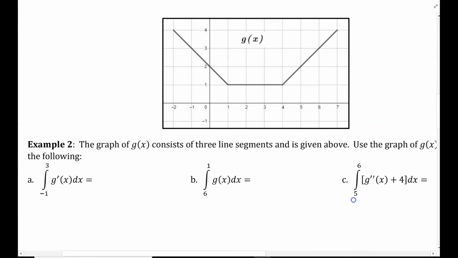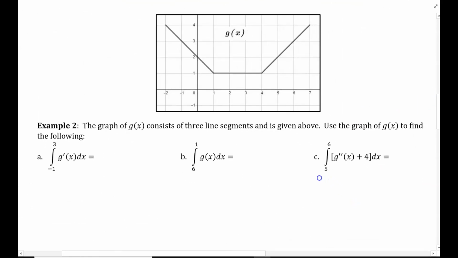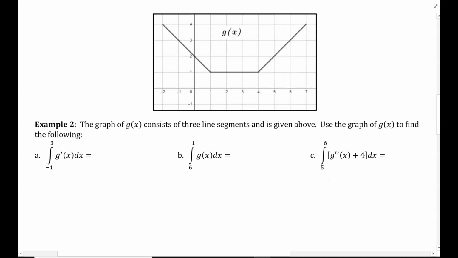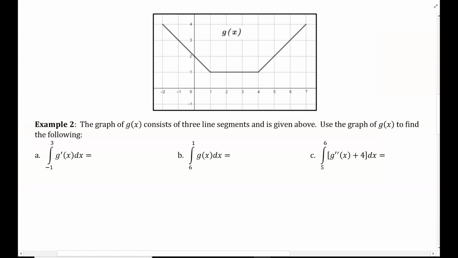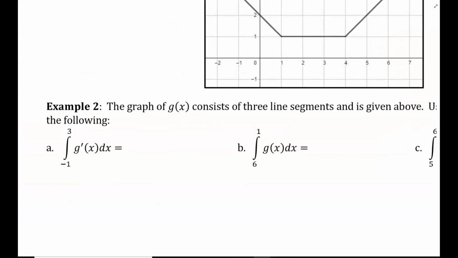Here I have a graph of g of x consisting of the 3 line segments given above. Use the graph of g of x to find the following. All right, A, the integral from negative 1 to 3 of g prime of x dx. Okay, so I am going to take an antiderivative. So this is g of x, and I'm going to evaluate from negative 1 to 3. Okay, so this is g of 3 minus g of 1.